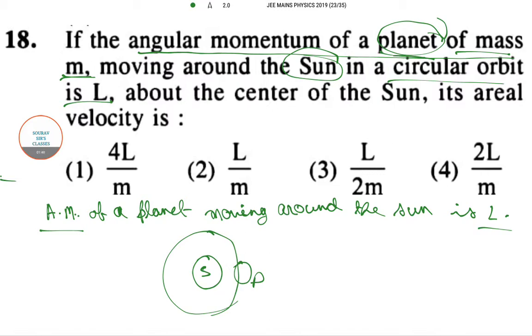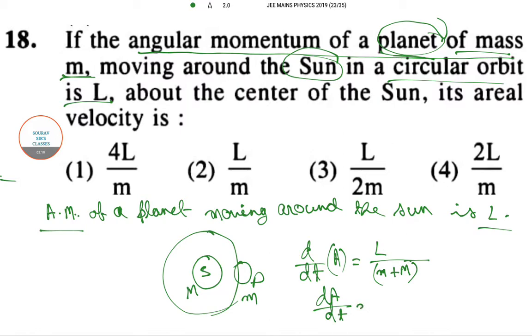So if the mass of this planet is m and the mass of the sun is capital M, then we can write its areal velocity. Areal velocity means dA/dt, the rate of change of area. dA/dt is equal to angular momentum divided by total mass. So this is the areal velocity.